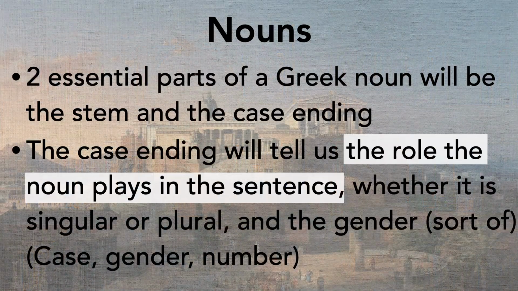So notice that part that I've highlighted there. The case is the role the noun plays in the sentence. And then you also see there at the end, I have case, gender, number in parentheses. That's going to be really important. When we think about parsing nouns, those are the things we need to know. What's the case, what's the gender, and what's the number?